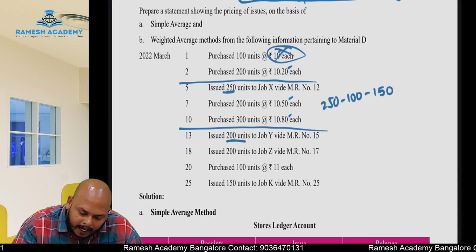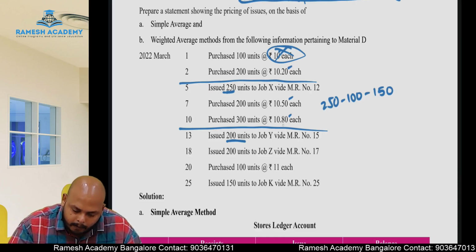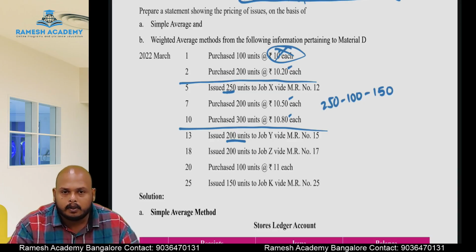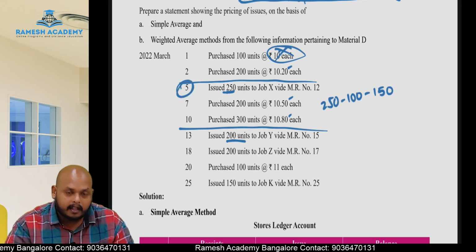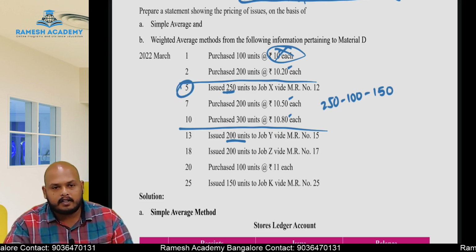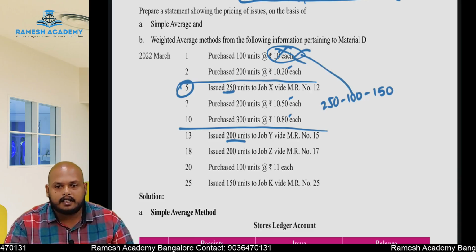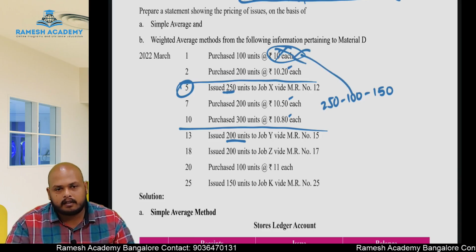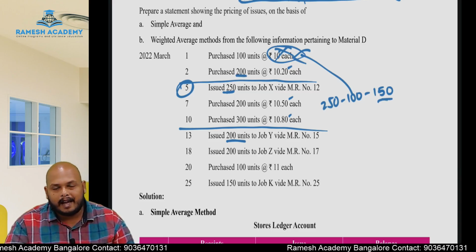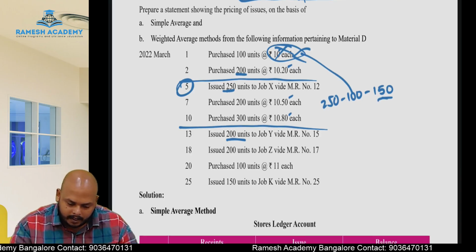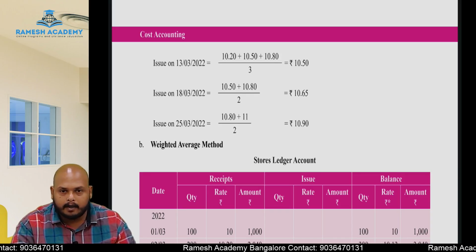That is the reason while calculating on 13th March, we will take the average of which prices? 10.8 plus 10.5 plus 10.2. You will get a doubt why we are not taking 10. 10 is already finished on March 5th, that is the reason we are not taking it. Then you are taking 10.2, sir? Yes, 50 balance is there. Purchased is 200, but issued is 150 only, so the balance 50 is there. That is the reason I am considering 10.2. So 10.8 plus 10.5 plus 10.2 divided by 3, because the number of prices is 3.